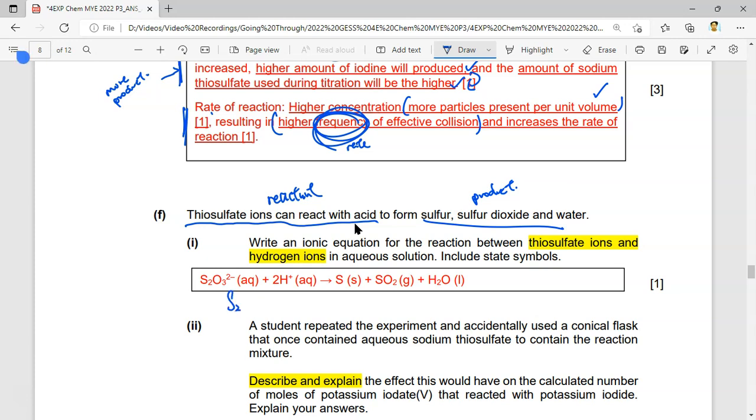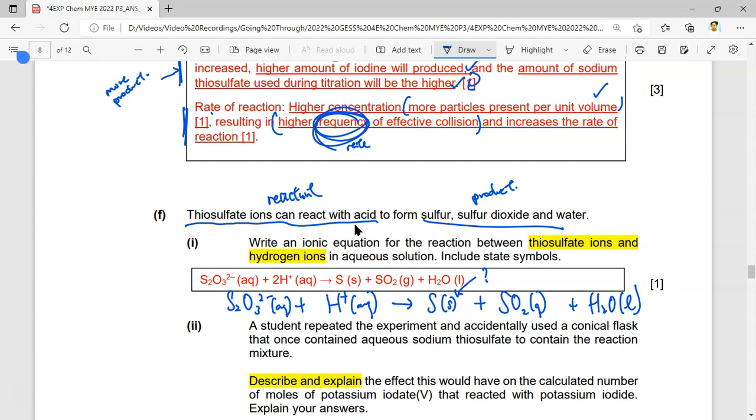So I have S2O3 2-, thiosulfate. It can react with the acid. Why is it an ionic equation? It's because you are using ions. It's already simplified for you. I'm going to get sulfur. Sulfur itself can be quite new to many of you, but sulfur is a solid, S. Next, sulfur dioxide, which I think most of you would know is a gas that's produced. And last, water, which most of you would know is a liquid. So this is the question mark that many of you do not know.